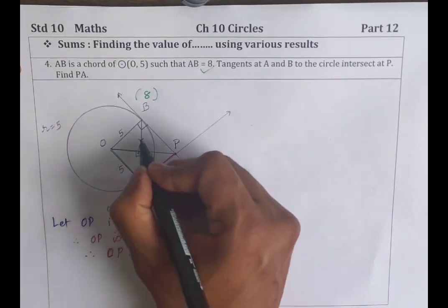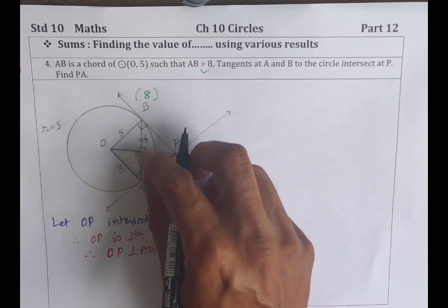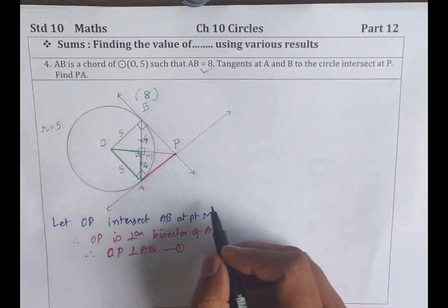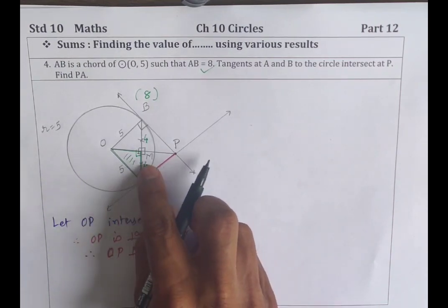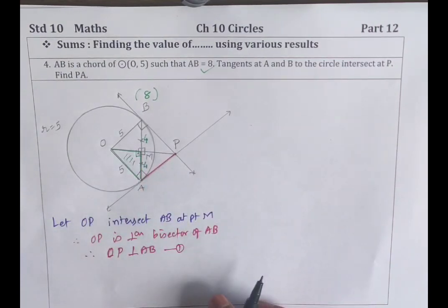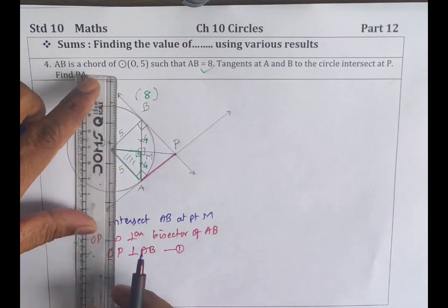Now, OP bisects AB. So this will be 4 and this also would be 4. BM is 4 and AM is 4 because M is midpoint. So in this green triangle, you got two sides. So you can find out OM. Okay, that we will do later. Now there is another right triangle which is bigger than the green one. Now which is that right triangle? We need to know that, children. Okay, so it is this.